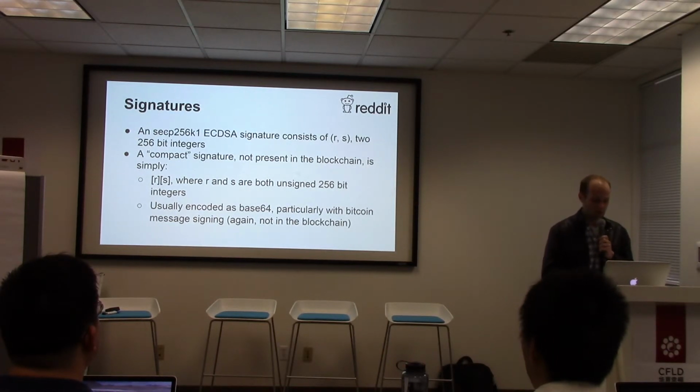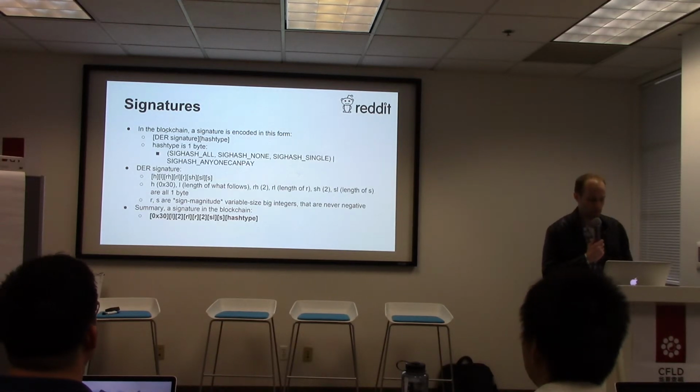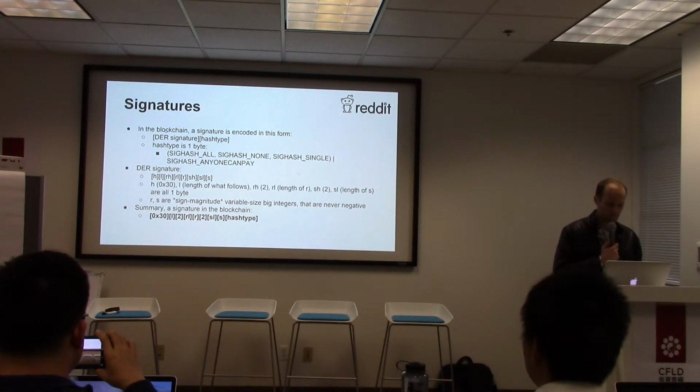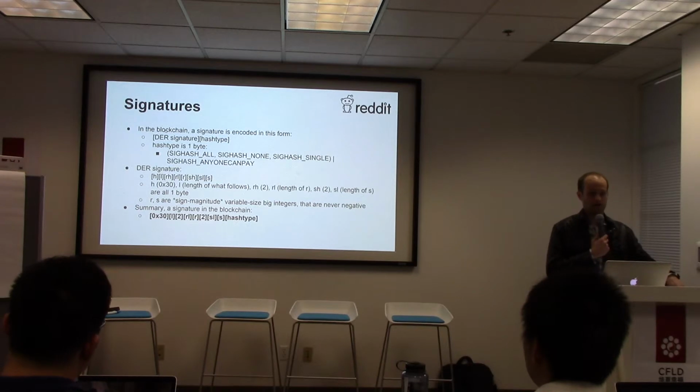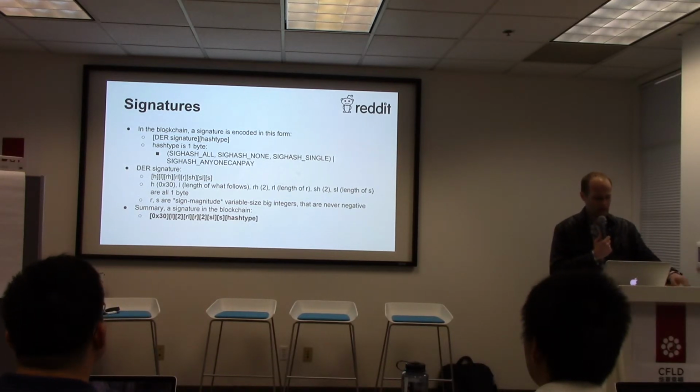Unfortunately, the format that is used in the blockchain is DER format, which looks like this. So here's a DER signature. It's actually complicated. It consists of a DER signature followed by a hash byte. I don't explain what a hash byte is in this talk, but if you want to know, I can explain it later. It has to do with the different ways of hashing a transaction. So it's a DER signature and then followed by a single byte representing the hash type.